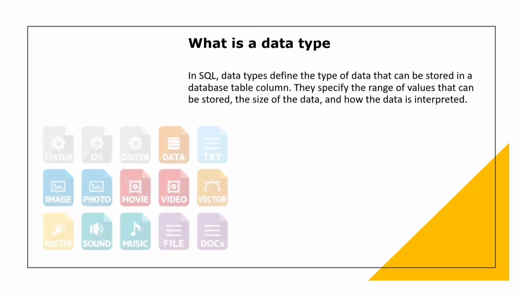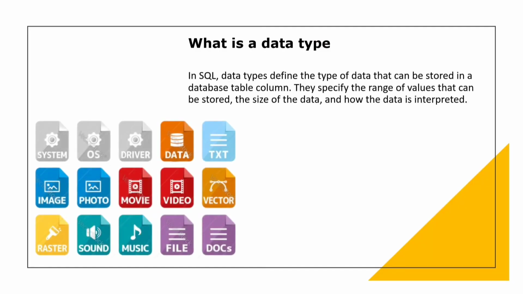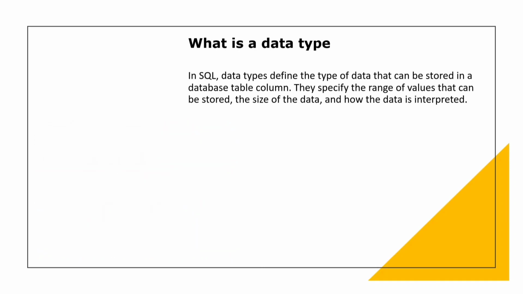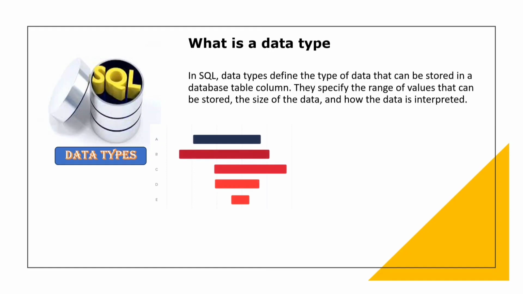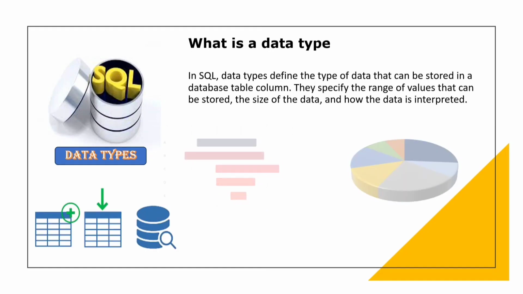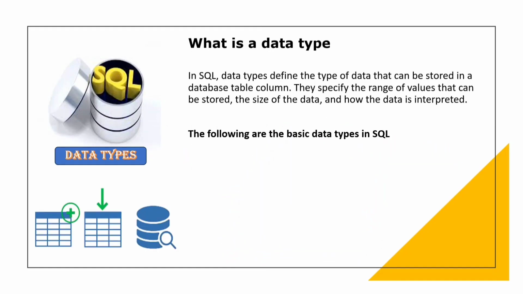What is a data type? In SQL, data types define the types of data that can be stored in a database table column. They specify the range of values that can be stored, the size of the data, and how the data is interpreted. The following are the basic data types in SQL.